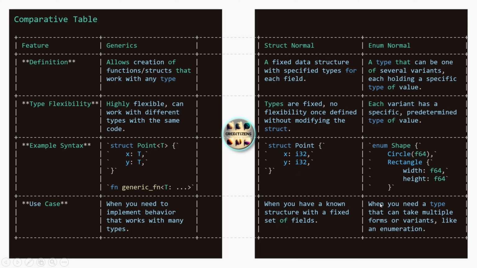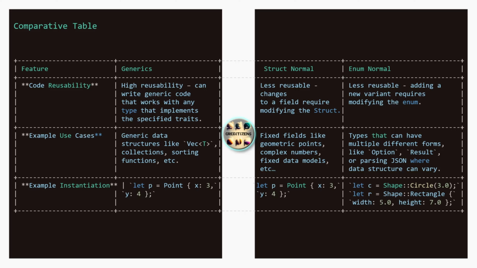Enum, normal. When you need a type that can take multiple forms of variants, like an enumeration. What is good with enums is that you can have different types defined in the enum, and you can reuse it somewhere else. That's what is interesting. So it gives us a lot of flexibility.